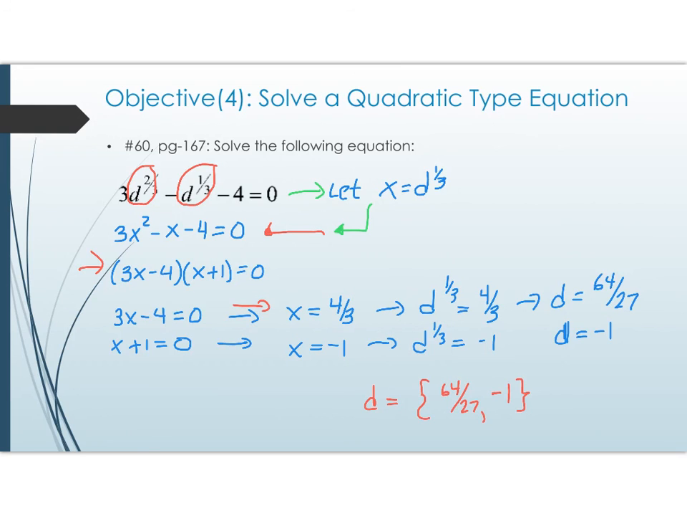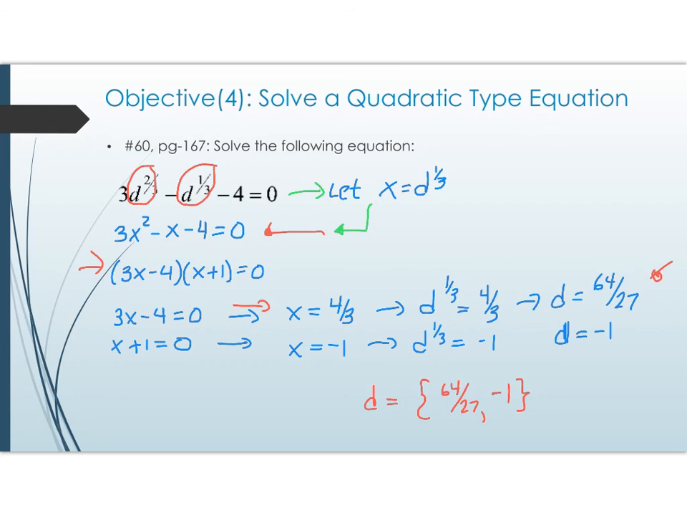Now we have to substitute back in. We solve for x, but x isn't what we're trying to solve for. We're trying to solve for d. So now d to the 1/3 is equal to 4/3, and we do what? We cube both sides of the equation, and we get d is equal to 64 over 27.